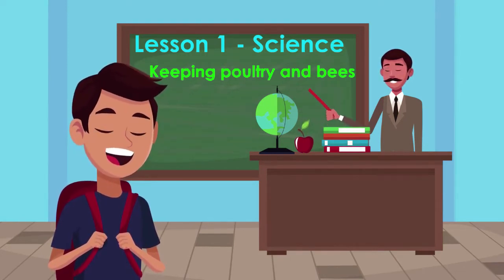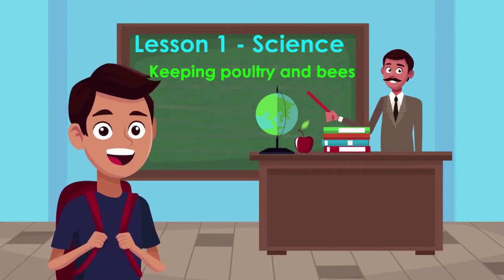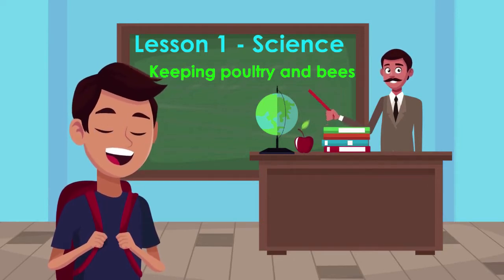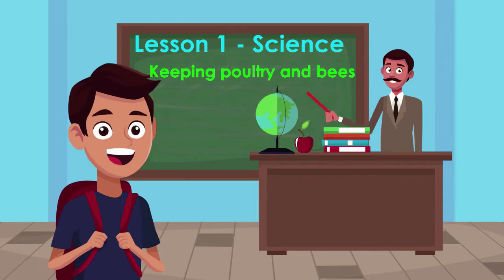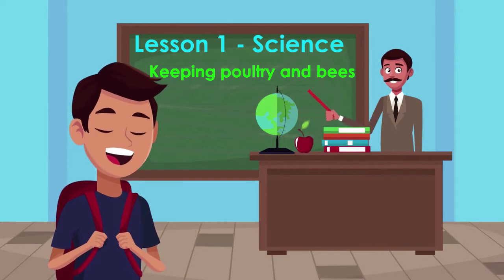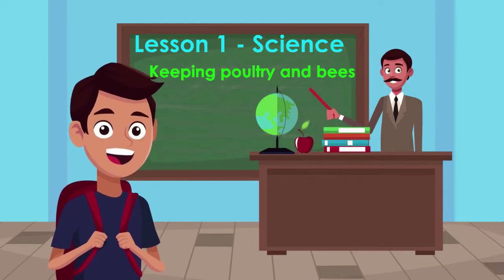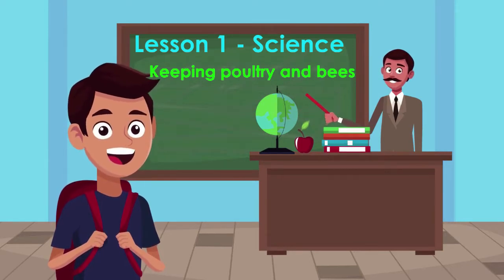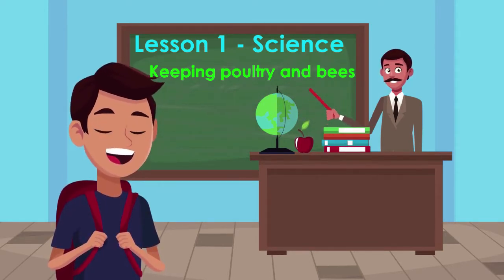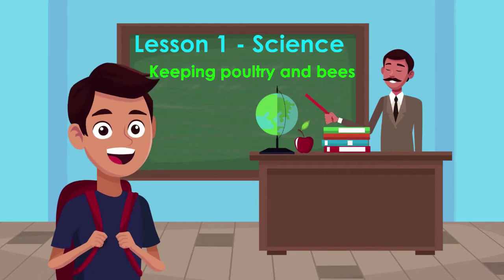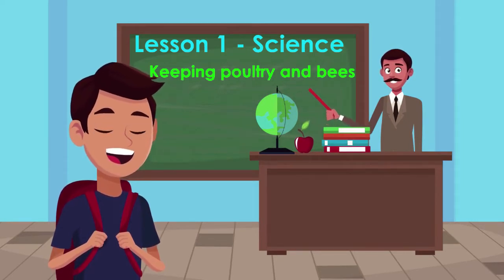This message is to the teacher and parent. Do not allow your children to be overloaded with information that is not in the NCDC syllabus. The primary 5 syllabus sets what the P5 child should learn about keeping poultry and bees. We must follow this strictly because it is what was found to be appropriate to this age. These are the things the P5 learners should do in this topic.